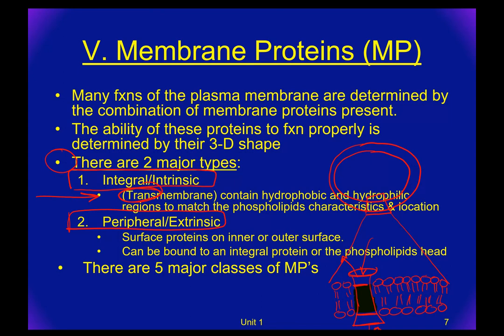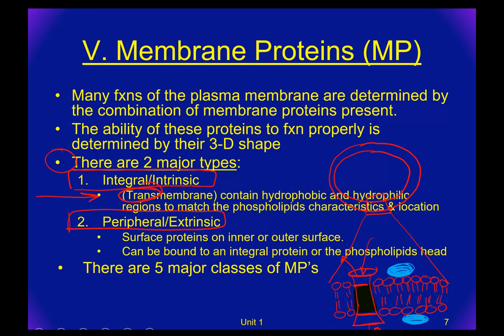Now, peripheral, we said peripheral meant on the sides, right? So a peripheral protein would either be on the outside out here, or it would be on the inside in here. But it doesn't actually go through the membrane. That's why we say it's peripheral. Also, we call it extrinsic. Think exit. In other words, it's outside. It isn't going to be inside the cell.